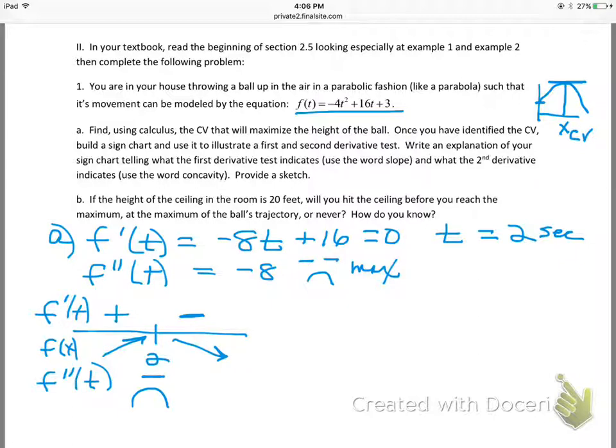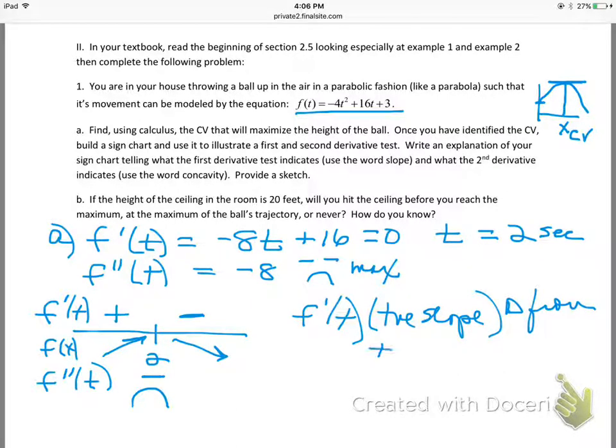Excuse me, write an explanation of your sign chart indicating what the first derivative test indicates, using the word slope, and what the second derivative test indicates. Use the word concavity. Okay, so f prime of t, the slope, changes from positive to negative at x CV equals 2. Therefore, at 2, we have a max. Okay, so that's your first derivative test explanation.